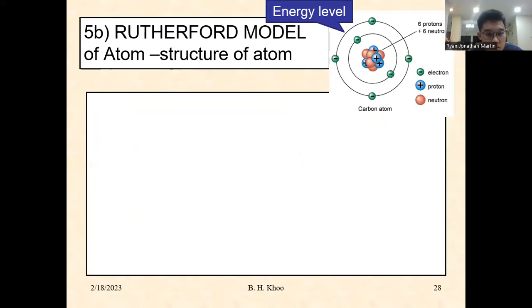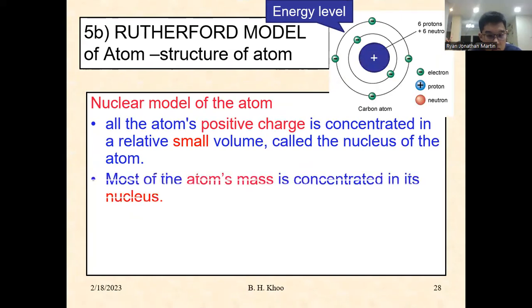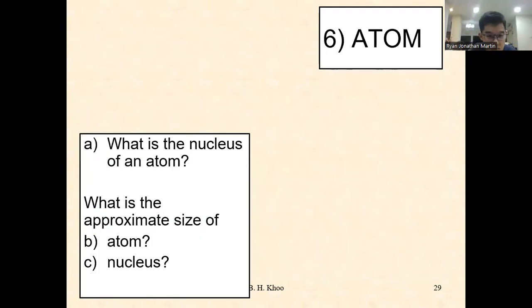Okay. Rutherford model of the atom, structure of the atom. We call it the nuclear model of the atom. All of the atom's positive charge is concentrated in a relatively small volume called the nucleus, very small compared to the atom. Most of the atom's mass is concentrated in the nucleus. Electrons surround the nucleus at a relatively large distance. This one is an estimate size, which you have to do.